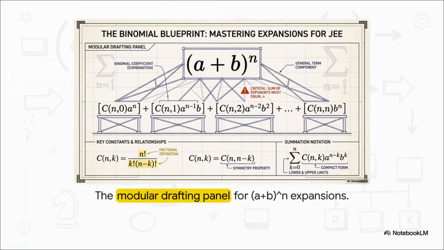Think of a standard expansion as a sort of modular drafting panel. You've got your binomial coefficients, your descending powers of A, and your ascending powers of B. But there's a critical hazard right at the center of it all. The sum of the exponents in any given term must always exactly equal n. Literally always. If you ever write down a term and those exponents don't add up perfectly to your original index, you immediately know you've messed up.